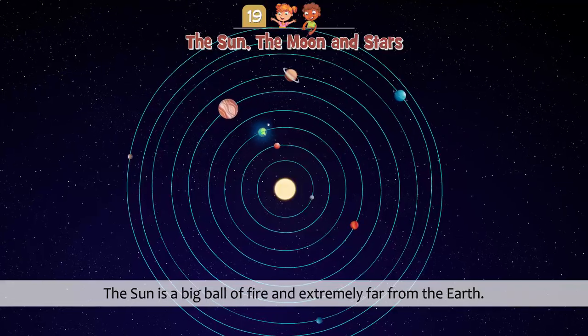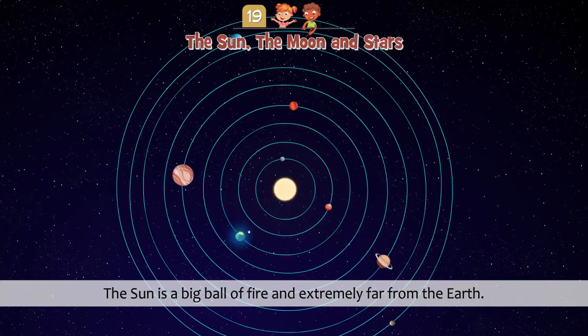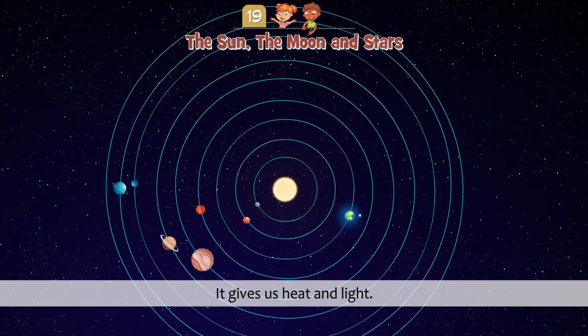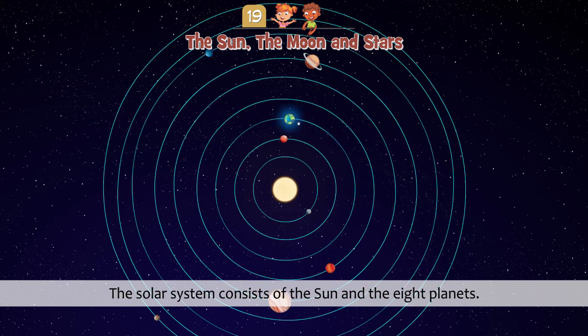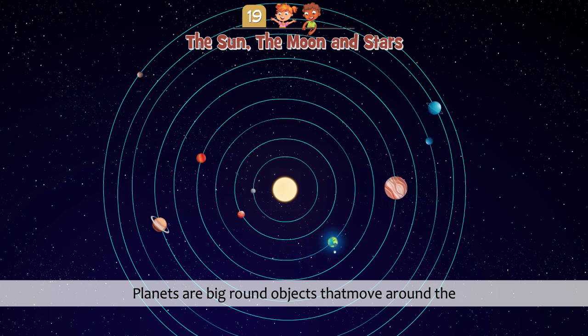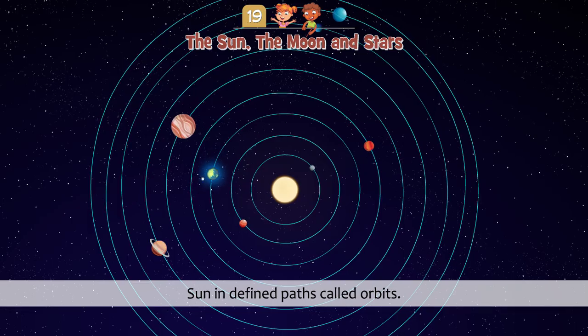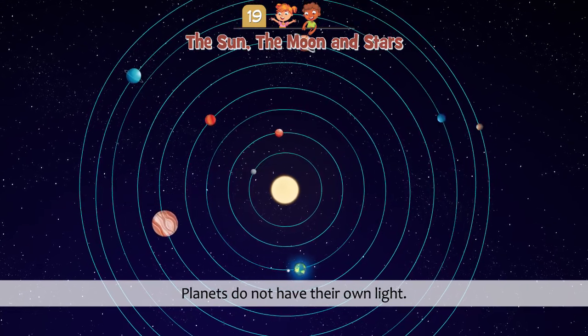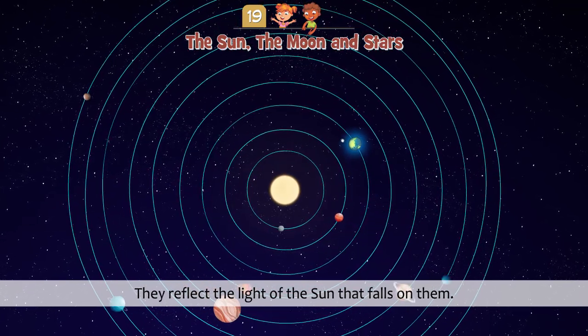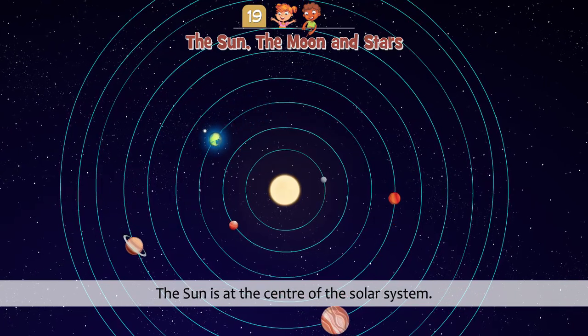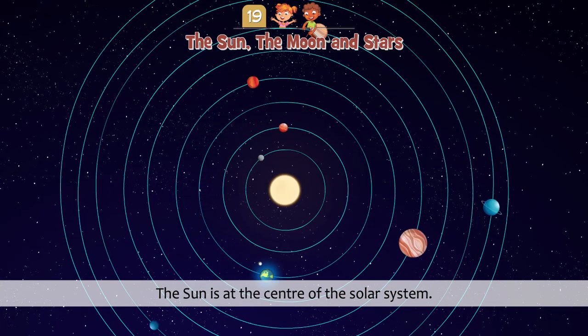The Sun and the Solar System. The Sun is a big ball of fire and extremely far from the Earth. It gives us heat and light. The solar system consists of the Sun and the 8 planets. Planets are big round objects that move around the Sun in defined paths called orbits. Planets do not have their own light. They reflect the light of the Sun that falls on them. The Sun is at the center of the solar system.